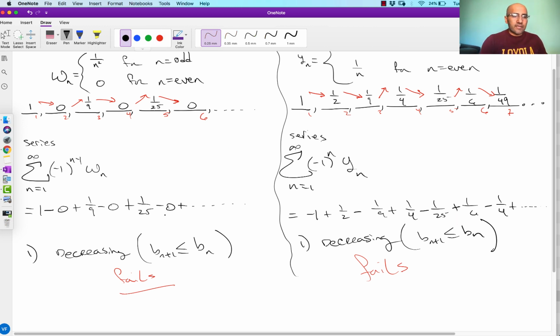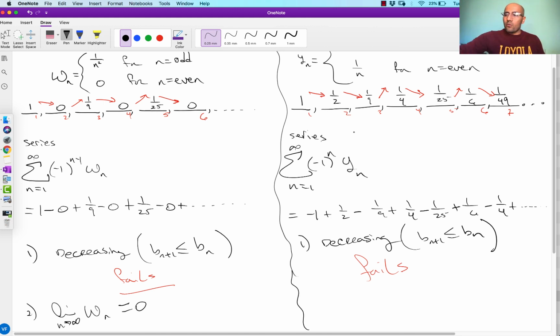Okay, so then what about the second condition? The second condition was that the limit as n goes to infinity of w sub n equals 0. And that's going to be true, right? That's because whenever it's odd, we follow this rule, and that clearly shows that it's going to 0. And whenever it's even, it follows this rule, and both of them equal 0, so the limit will go to 0.